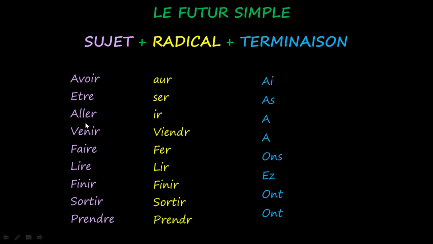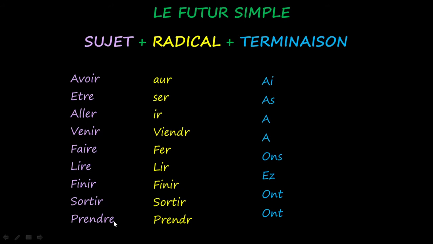For aller, as you know, it's an irregular verb, so the radical is I-R. Venir is V-I-E-N-D-R. It's not an I-R ending verb, it's an E-N-I-R ending verb. If it's a regular I-R ending verb, it will be the same as the infinitive, like finir, sortir. So aller, it's I-R. Venir, it's viendr. Faire, it's F-E-R. Lire, it's L-I-R. Finir, it's finir, the same. Sortir, sortir. Prendre, it's prendr, but without the E.